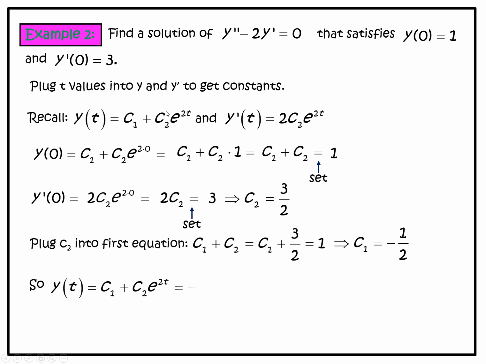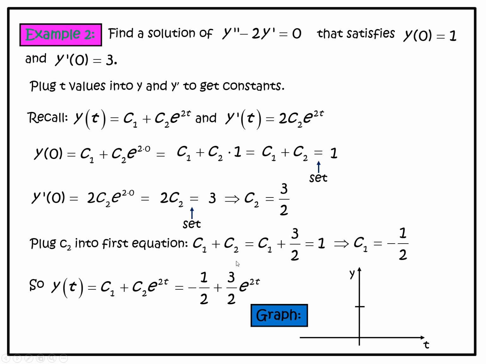So that means that our solution now is negative 1 half plus 3 halves e to the 2t. So I plugged negative 1 half in here and 3 halves in here, and that gave us a specific function. Now if we look at the graph, this is an exponential function, and it is the specific function that goes through the point (0, 1).